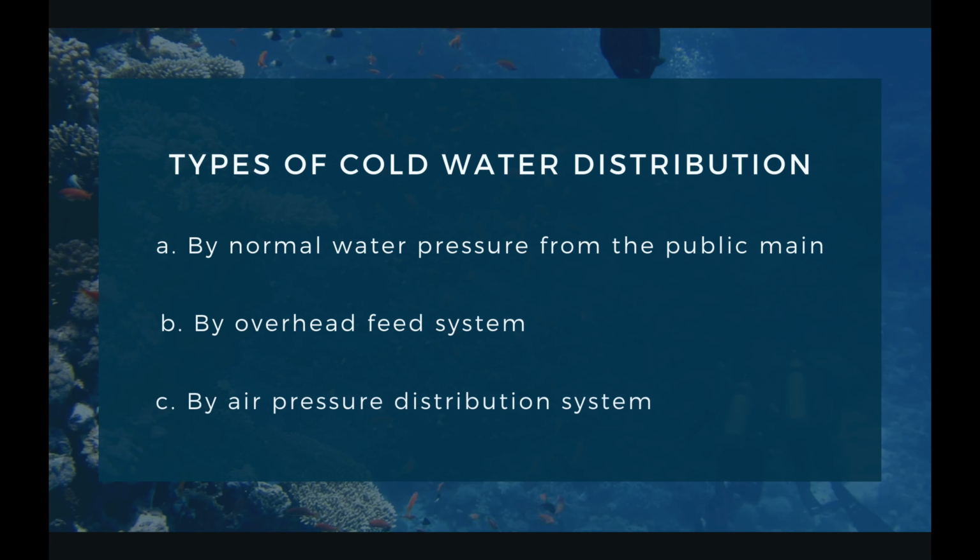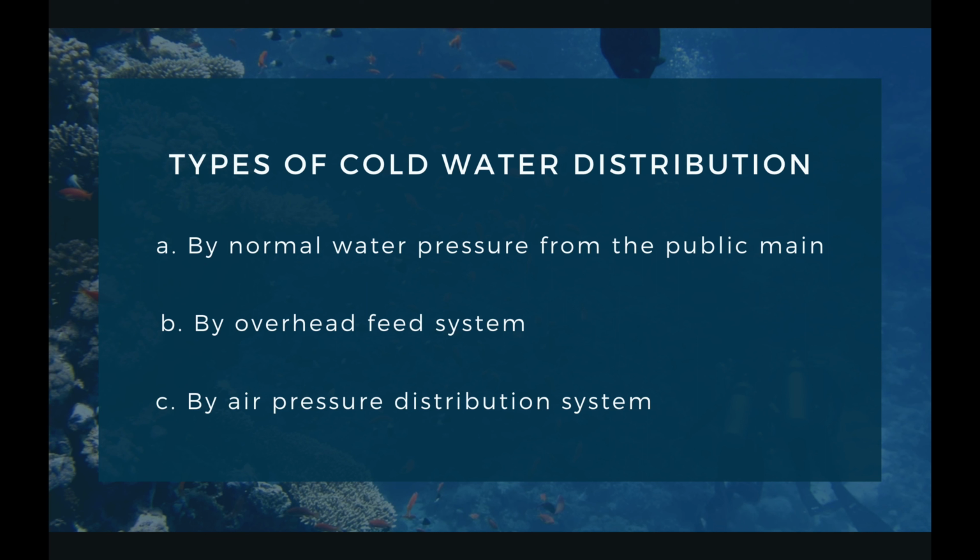So next one is the types of cold water distribution. So the first type is by normal water pressure from the public main. So this is normally inadequate to serve the buildings. Next one is by overhead feed system. This is where the water is pumped into a large tank on top of the building and is distributed to the fixtures by means of gravity.